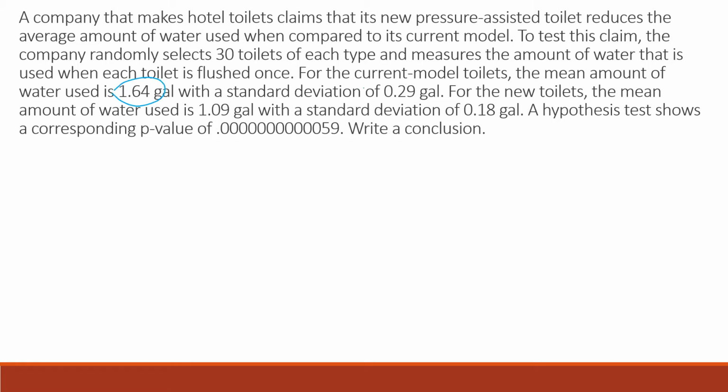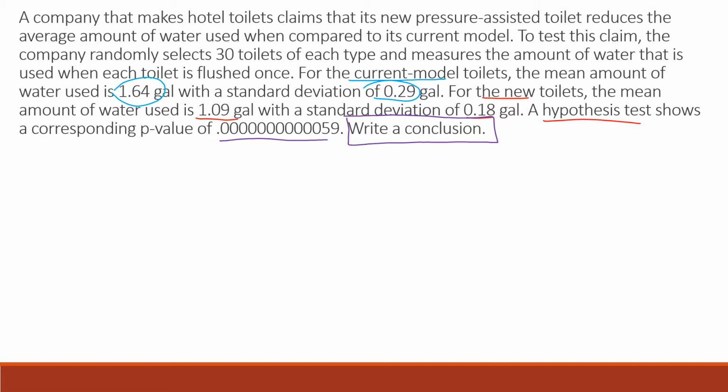Mean and standard deviation for their current model, we'll call this the old one, and mean and standard deviation for the new model. Okay, they run a hypothesis test, we get a really low p-value, and we're being asked to write a conclusion. Anytime we're asked to write a conclusion, we're going to write those two sentences from PHANTOMS. We're going to either reject or fail to reject the null hypothesis, link it to the p-value, and then write that sentence about the alternative hypothesis.